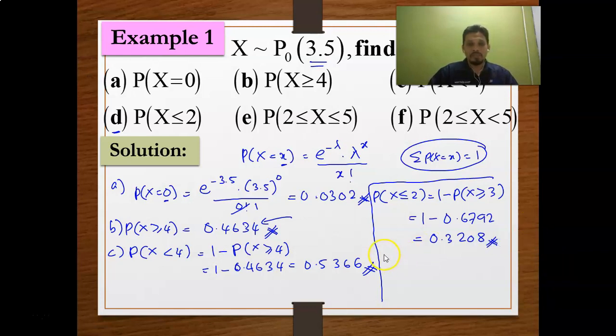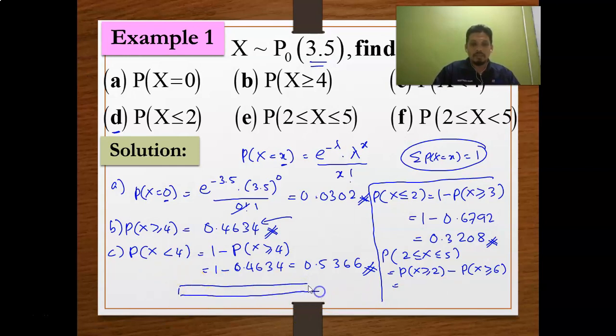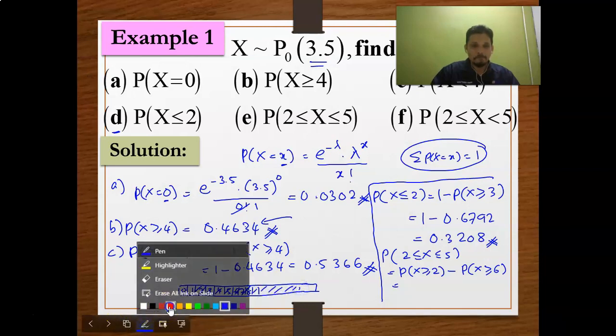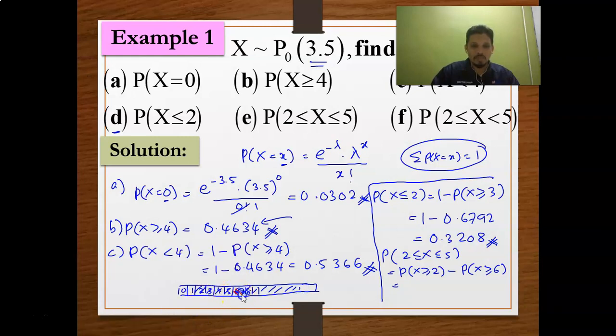And what about this one? Probability of x between 2 and 5. It includes 2 and also 5. So we take the probability of x greater than or equal to 2, because it includes 5, and minus the probability of x greater than or equal to 6. Just imagine the blocks 0, 1, 2, 3, 4, 5, 6, 7, 8. From 2 here, minus the probability of x greater than or equal to 6, beginning from 6 here.